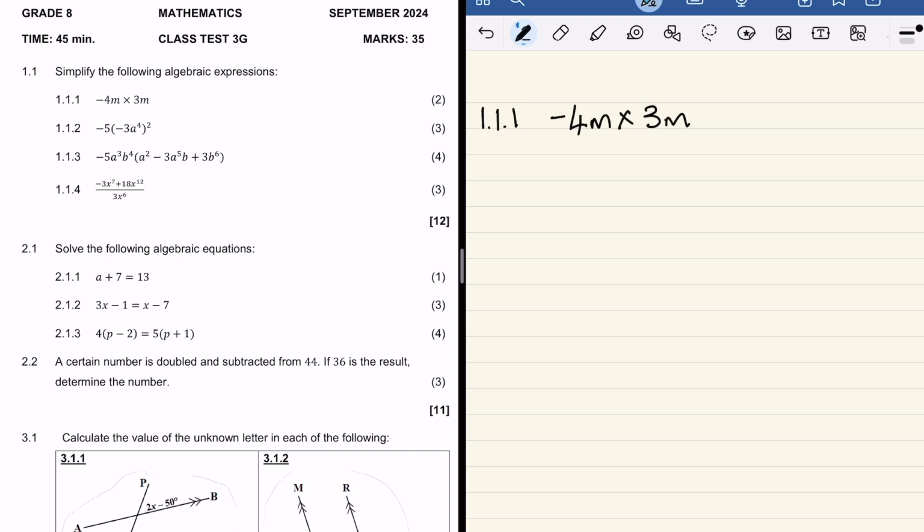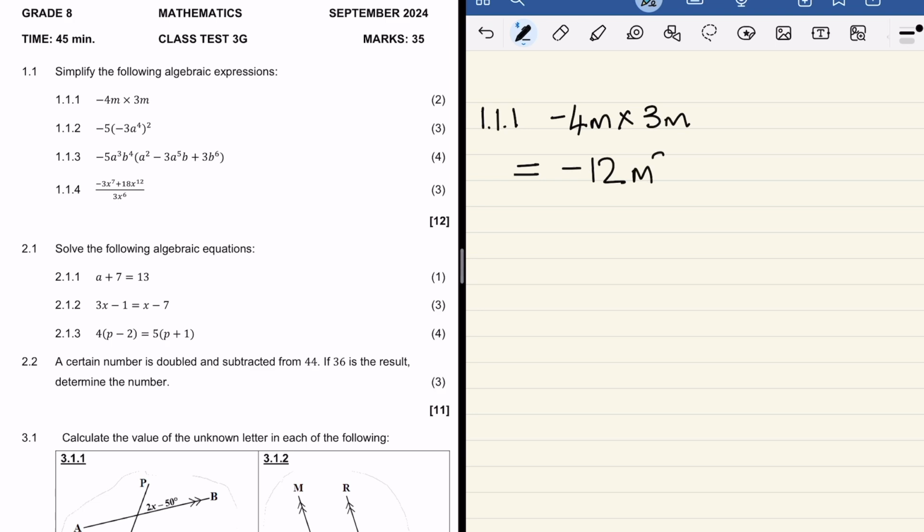Simplify the following algebraic expressions. We've got here 1.1.1: negative 4m times 3m. So on the right hand side here, we are going to simply multiply these two, let's call them terms, but they are not really two terms because they're not separated by a plus sign. So this is all one term, but these two products basically are being multiplied. So I can multiply the numbers, negative 4 times 3, which is negative 12, and m times m is m to the power 2.